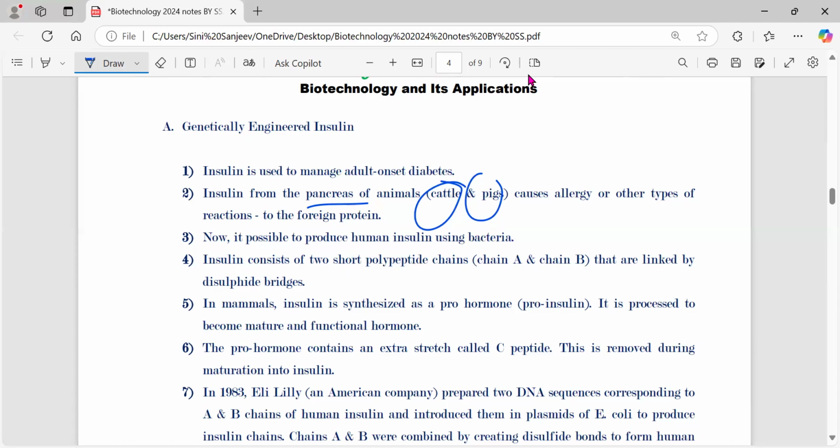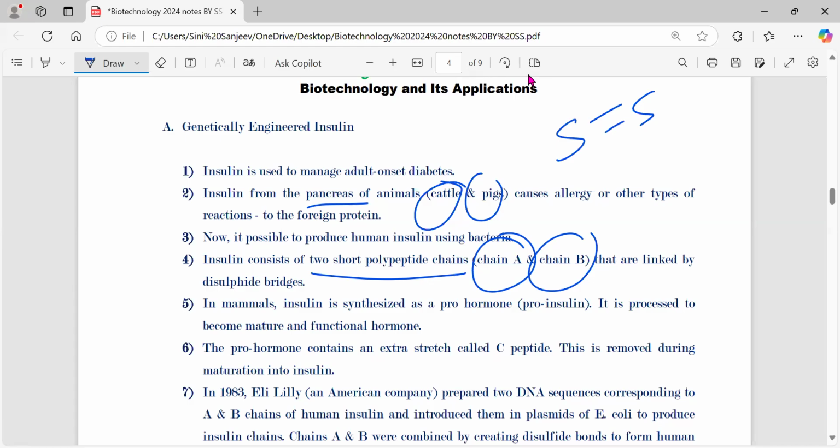Okay, so now you cannot directly isolate the insulin from the pancreas of humans, to avoid allergies, right? So the other option you have is by using bacteria. You can easily produce human insulin by using bacteria. Now, if you see the structure of insulin, it usually contains what? Two short polypeptide chains, that is chain A and chain B, and these two chains are linked together by disulfide bridges.